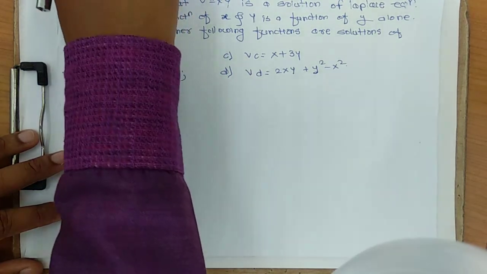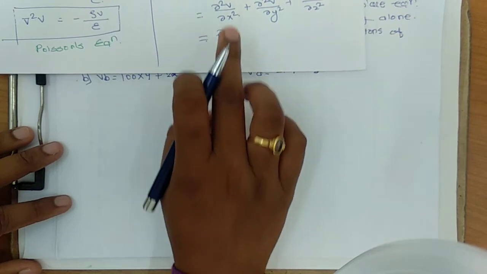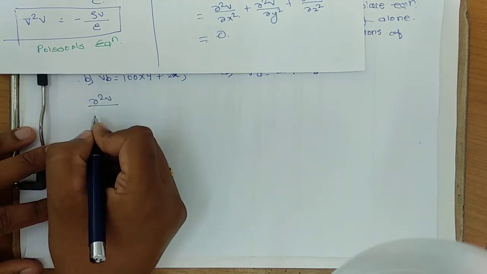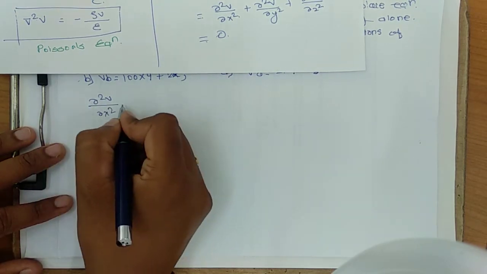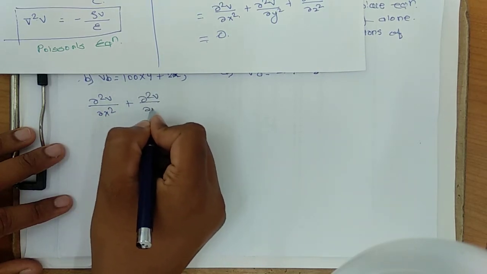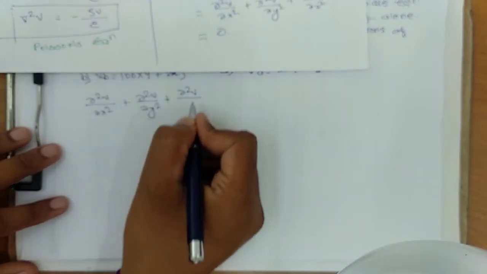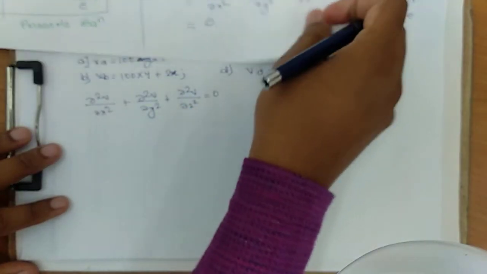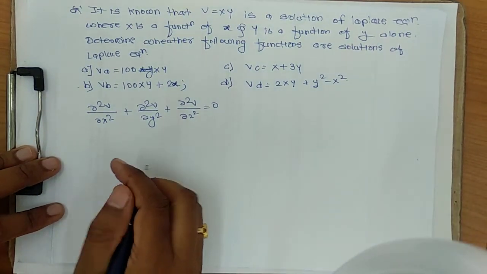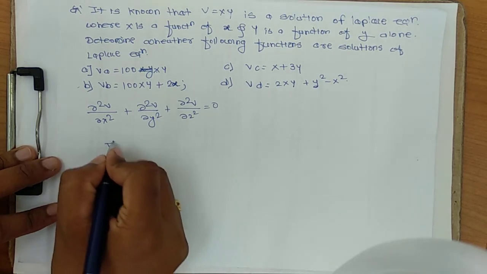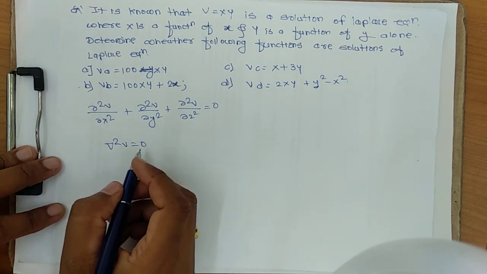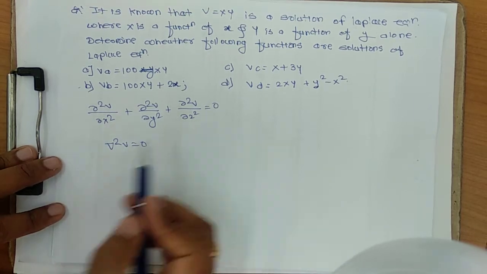So what did we derive for the Laplace equation in the Cartesian coordinate system? ∂²v/∂x² plus ∂²v/∂y² plus ∂²v/∂z² is equal to 0. That is what we have to calculate. So first, del square v is equal to 0. That is the Laplace equation we have studied. Del square v is equal to 0, so that is this equation.